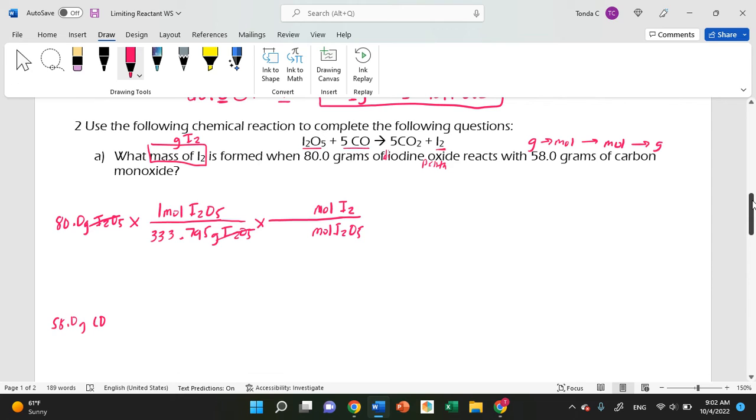These numbers, though, come from our balanced chemical equation. Again, this is the only time we really use coefficients. So this is a 1-to-1 coefficient. That allows us to cancel moles of I2O5.